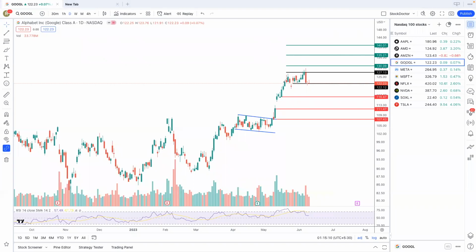Now Google is staying in one of the important support areas of 122 to 127. You can see here this 122 to 127 is an important support area. Unless it crosses above 127, we don't see the upside. But if it starts trading above 127, then these are the three targets: 130, 135, 140. If it starts trading below 122, then we have the targets of 116, 111, and 107. These are the three downside targets.